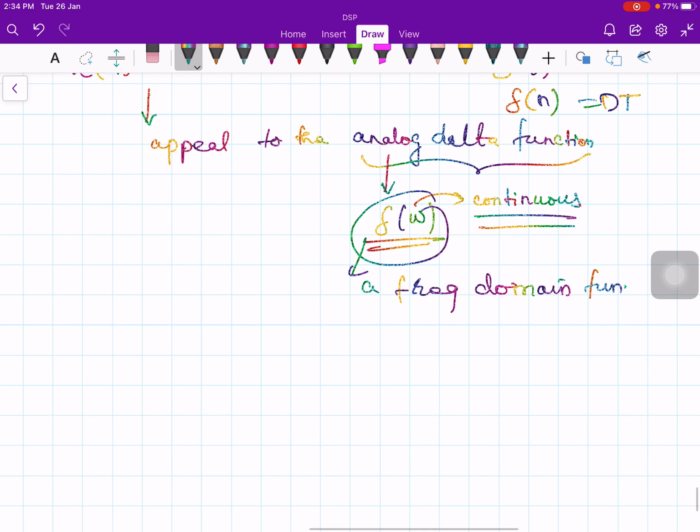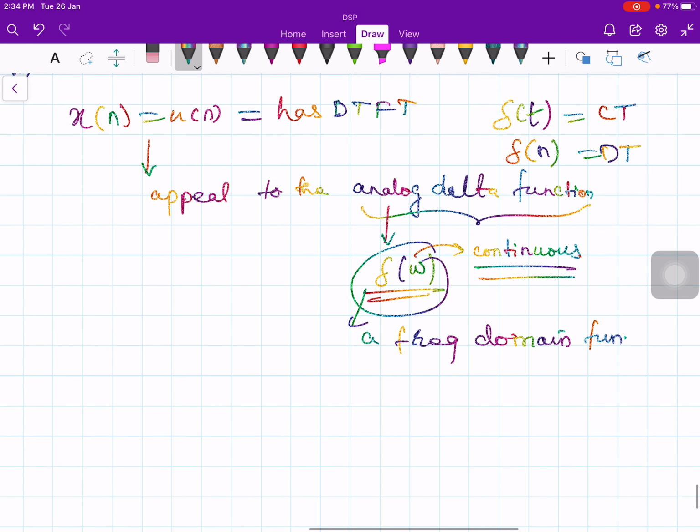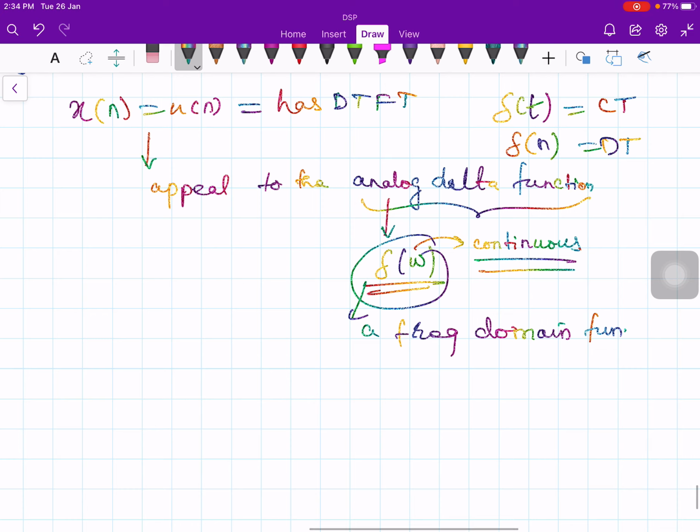So whenever you have a sequence which is neither absolutely summable nor square summable, then you have to take the help of this delta function. Okay, so the DTFT of such sequences, which are neither absolutely summable nor square summable, will have a delta function, that is the analog delta function in the frequency domain.